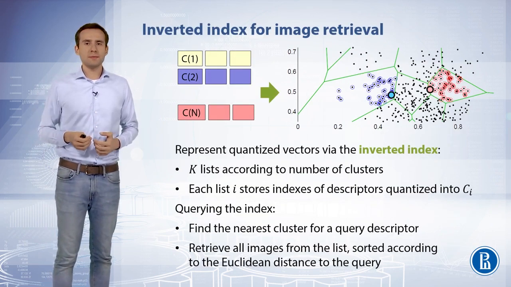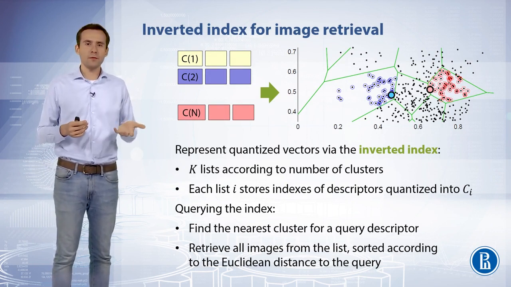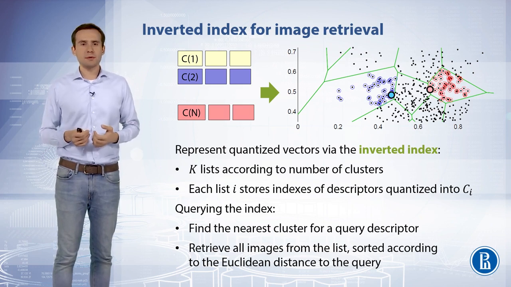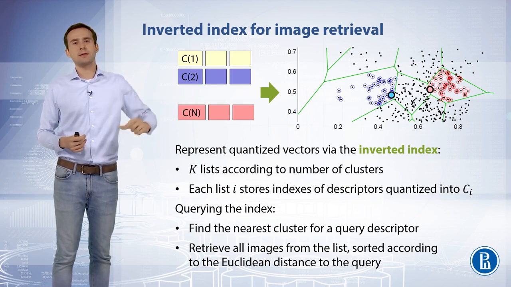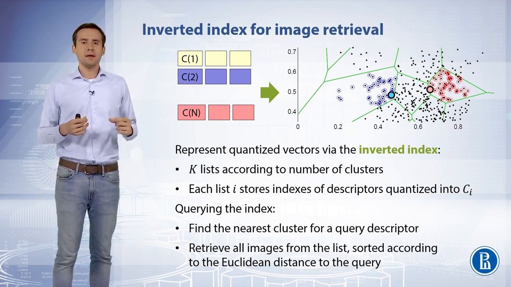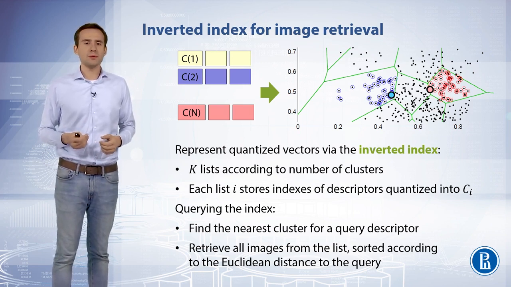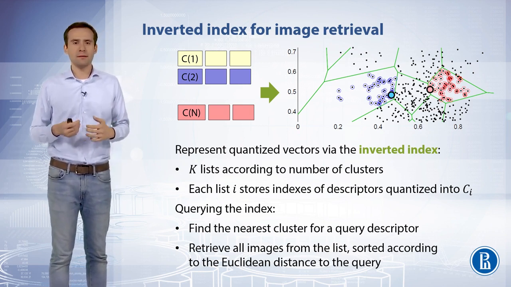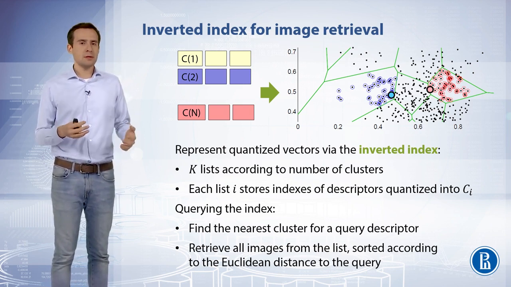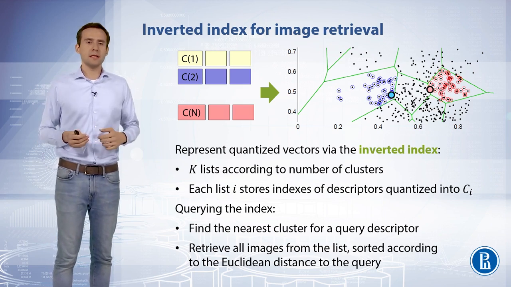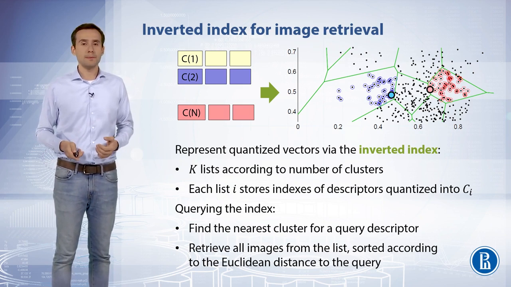After we have clustered the space of descriptors into groups, it is convenient to represent our index in inverted form. We represent the set of descriptors as k lists, where each list i contains images clustered into the ith cluster. The basic scheme of querying the index proceeds as follows. We quantize the query image and find the cluster nearest to the image. Next, we retrieve all of the images in that cluster as approximate nearest neighbors and sort them according to the Euclidean distance to the query image.